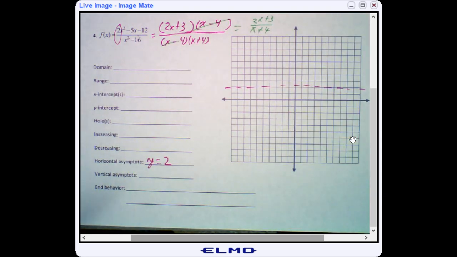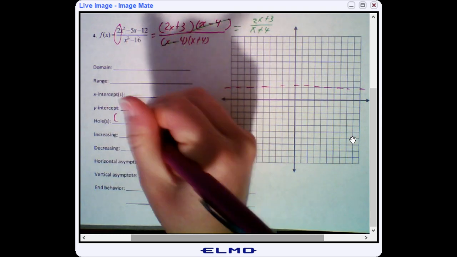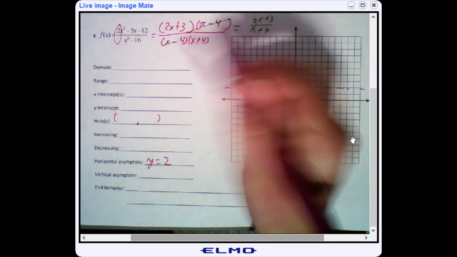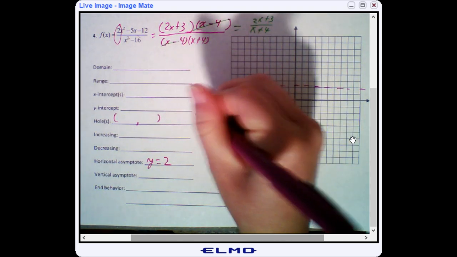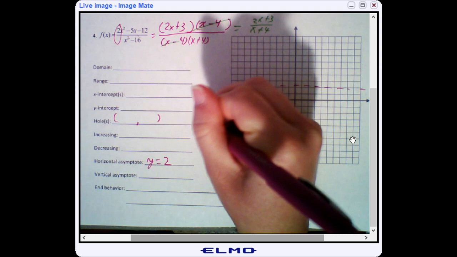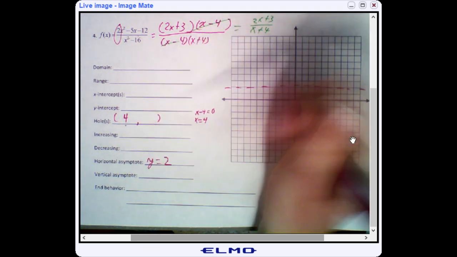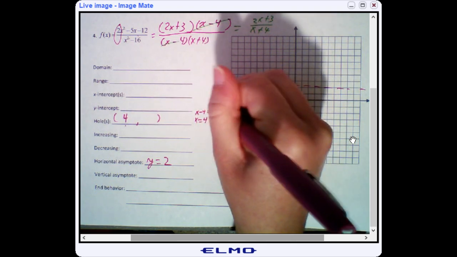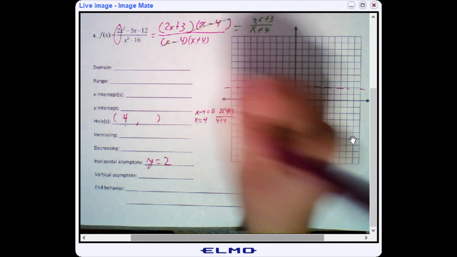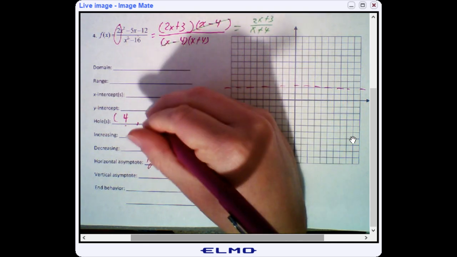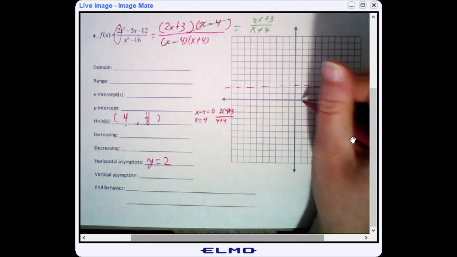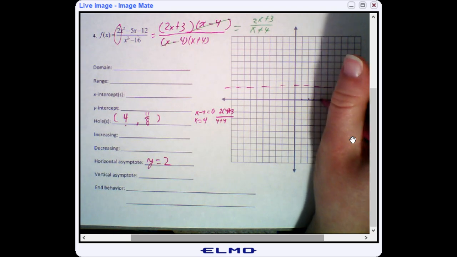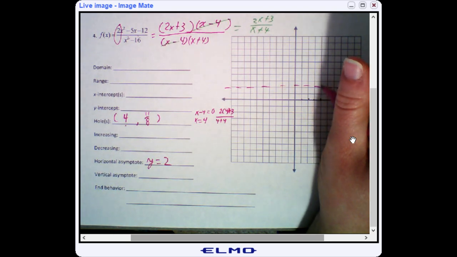So that means I have a hole. The x value for my hole comes from the canceled out factors. So I'm going to say x minus 4 equals 0, so x is 4. And I'm going to take that 4 and plug it into my simplified function. So we're going to do 2 times 4 plus 3 over 4 plus 4. That's 8, 11, 11 eighths. And 11 eighths is a little bit above 2. No, a little bit above 1. My bad. Between 1 and 2.